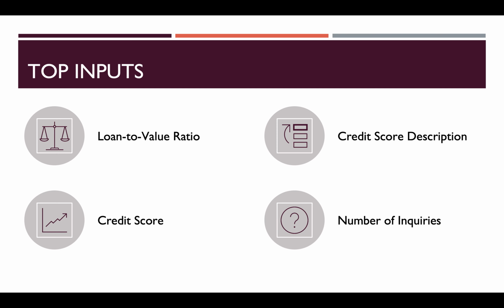The classification tree did produce some answers to our third initial question about the predictive value of the inputs. It indicated that the top 4 inputs were the ratio of the loan to the value of the vehicle, the borrower's numeric credit score, their ordinal credit score description, and the number of loan inquiries on their recent credit history.